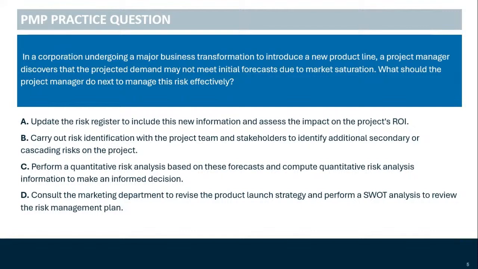A. Update the risk register to include this new information and assess the impact on the project's ROI. B. Carry out risk identification with the project team and stakeholders to identify additional secondary or cascading risks on the project. C. Perform a quantitative risk analysis based on these forecasts and compute quantitative risk analysis information to make an informed decision. D. Consult the marketing department to revise the product launch strategy and perform a SWOT analysis to review the risk management plan. The timer will now begin.